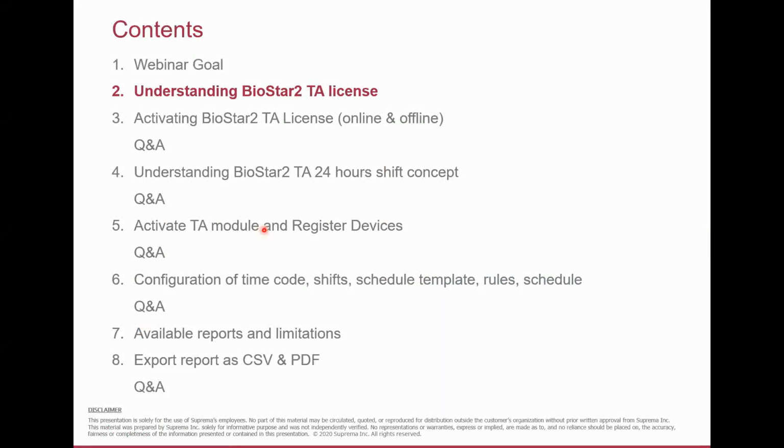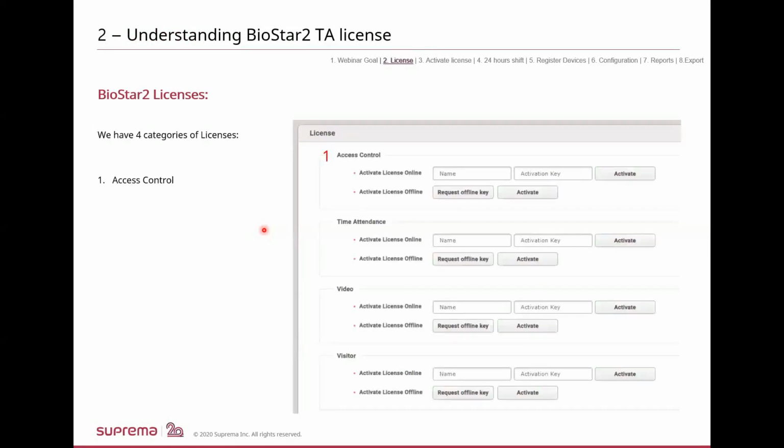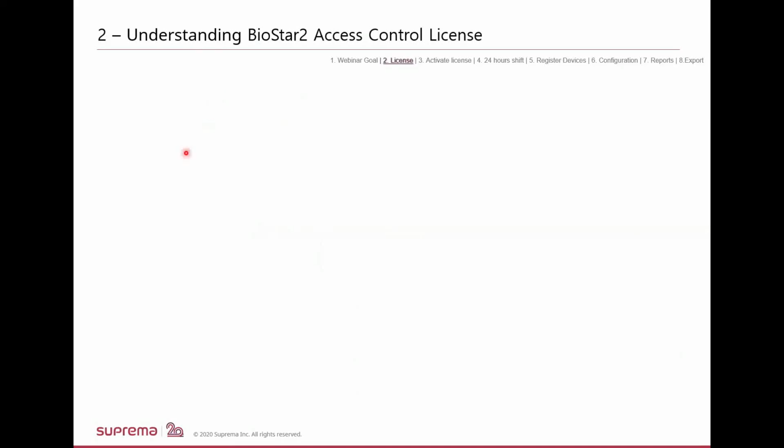So let's start with the license structure. So before we talk about BioStar2 time attendance license, we need to understand that BioStar2 license has 4 categories. So the first one is access control license. Second one is time attendance license. Then we have a video license. And finally, we have a visitor license. What we are going to discuss today is the time attendance license. So during the webinar, if you get lost, where are we standing? Please note that there is a small tool on the top, which shows exactly which point we are discussing. So now we are at the second point, which is the license.